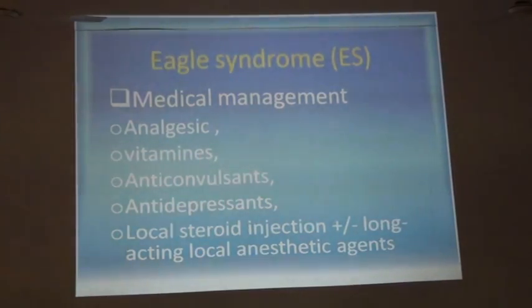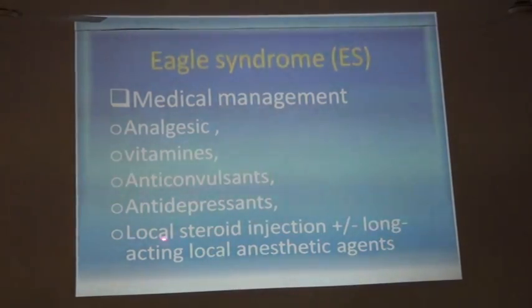In medical management, we give analgesics. If it is early disease, he or she may improve. Then we give some neuroprotective vitamins like methylcobalamin, but the role is still debated. Anticonvulsants may be tried, like in trigeminal neuralgia, we give carbamazepine. Antidepressants may be given. These are only symptomatic.